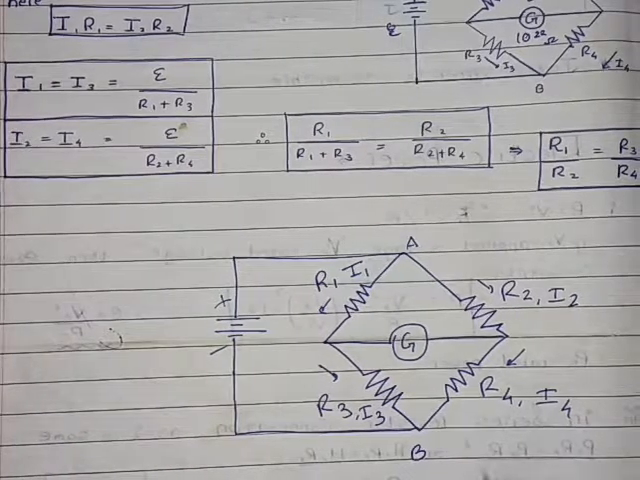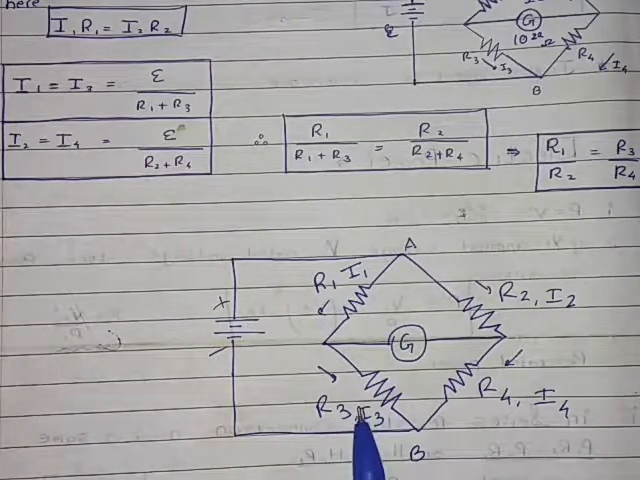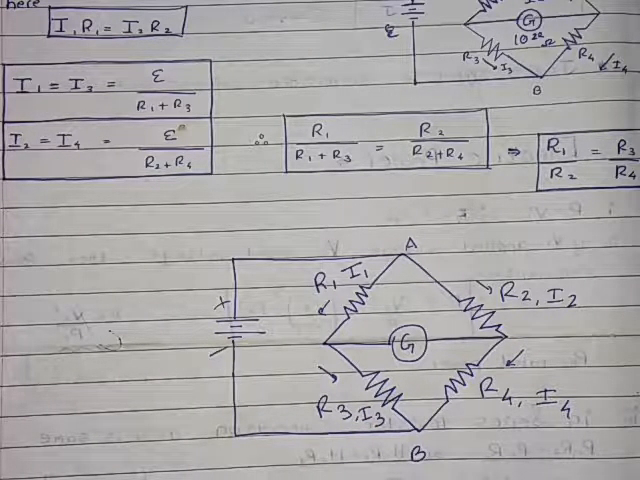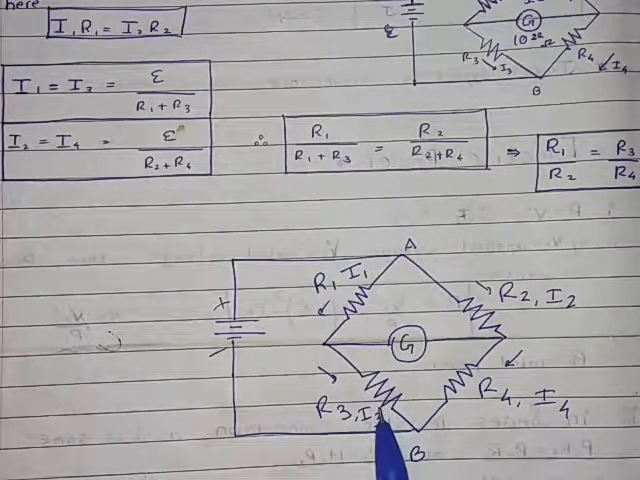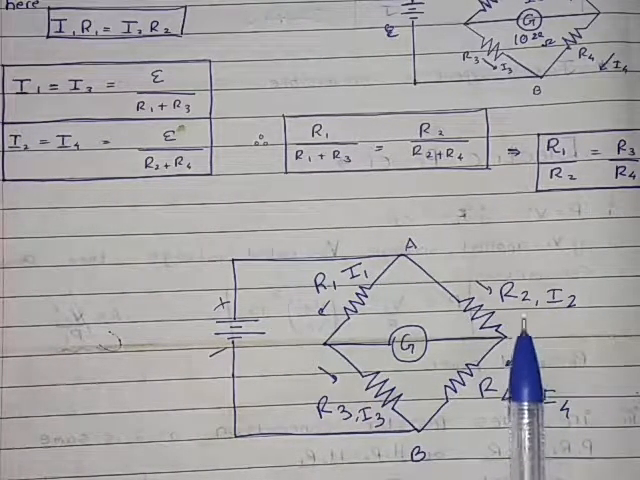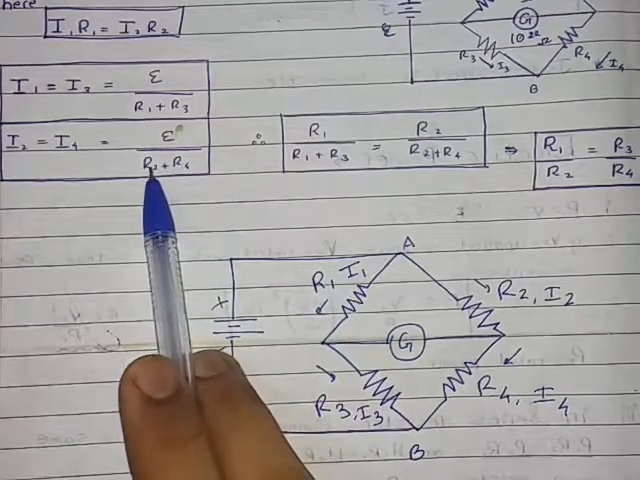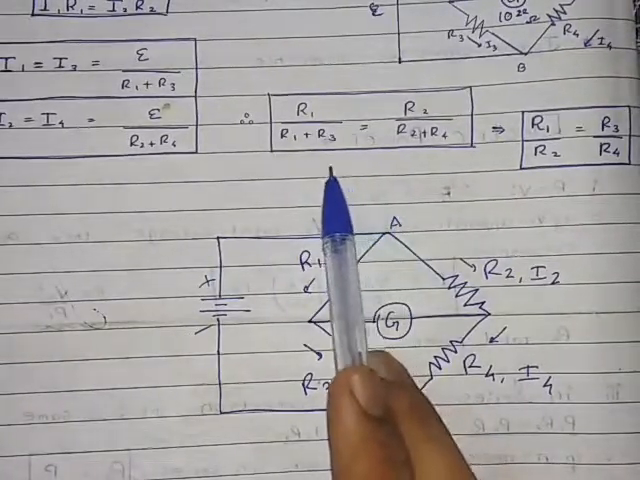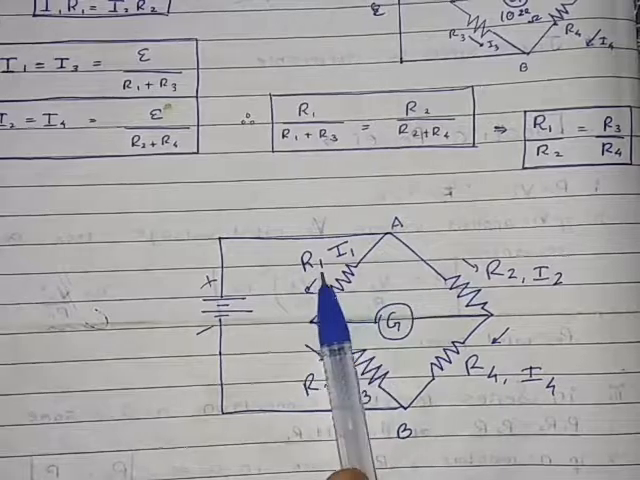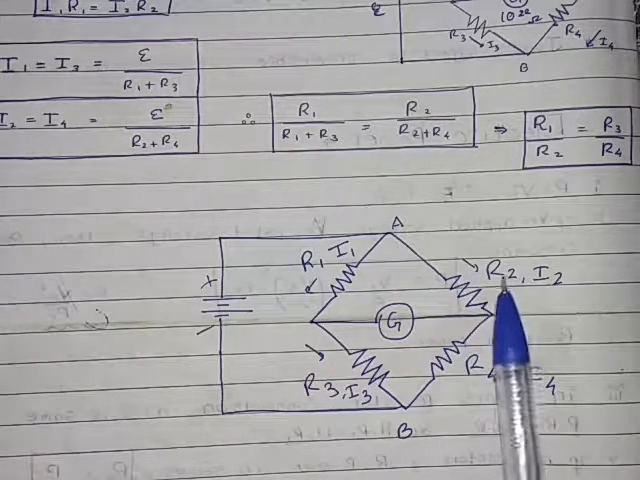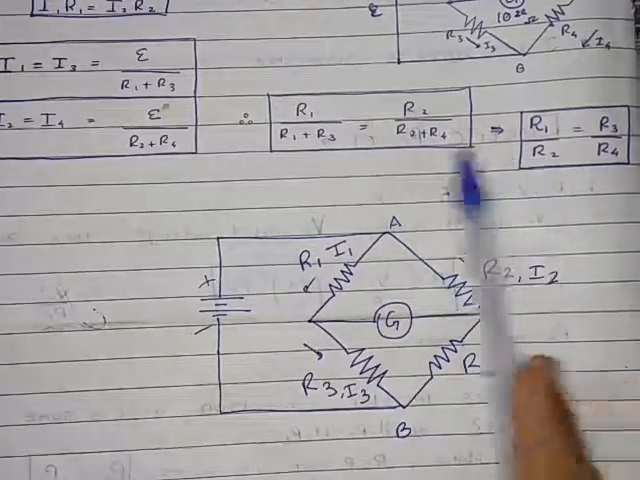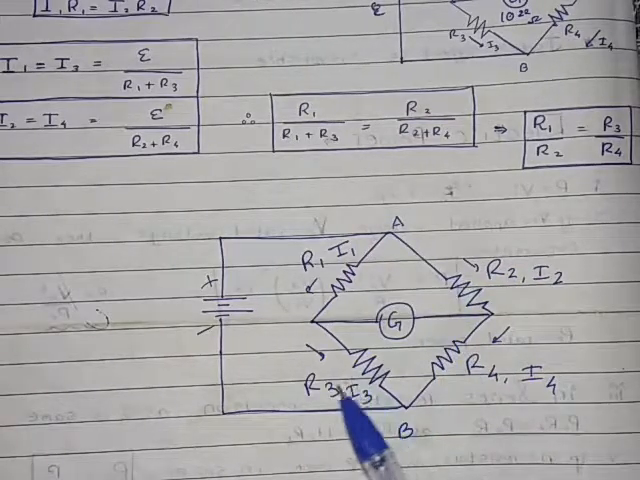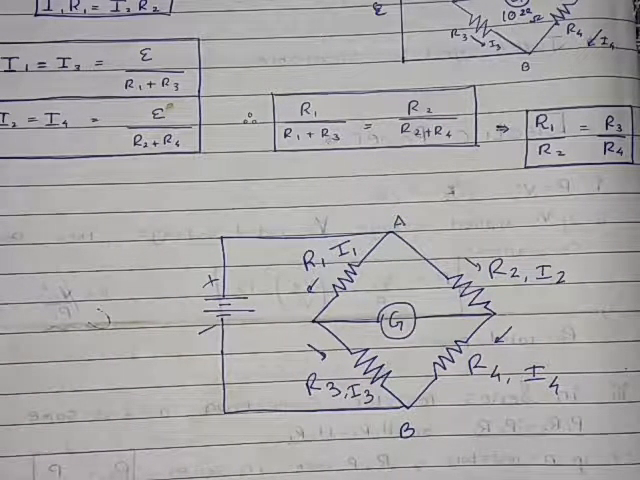So what does this say? I1 and I3 are equal, having the value of V by R, that is epsilon, the electromotive force, upon R1 plus R3. And I2 and I4 are equal, having the value of electromotive force divided by R2 plus R4. And another equation we get, that is R1 upon R1 plus R3 equals R2 upon R2 plus R4. And of course by this we can say R1 upon R2 equals R3 divided by R4. The ratio of these resistances are the same.